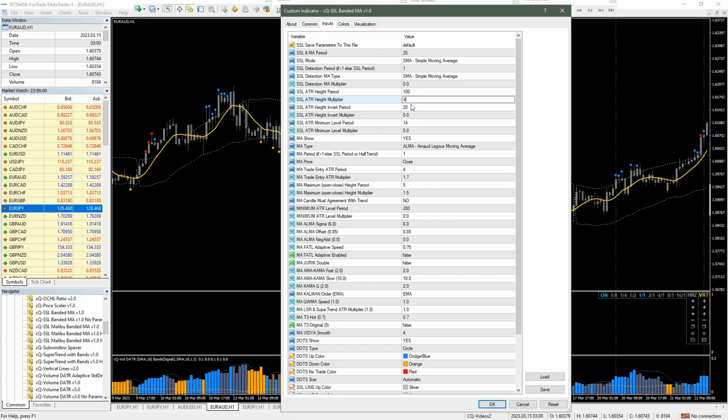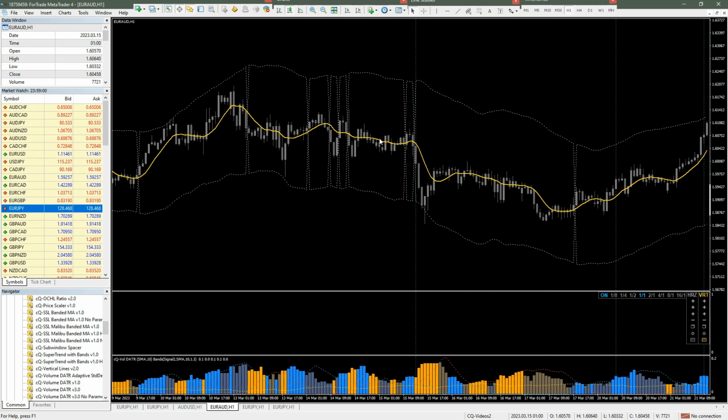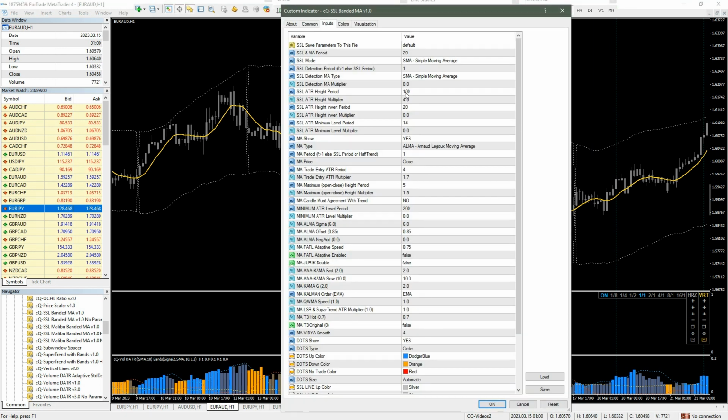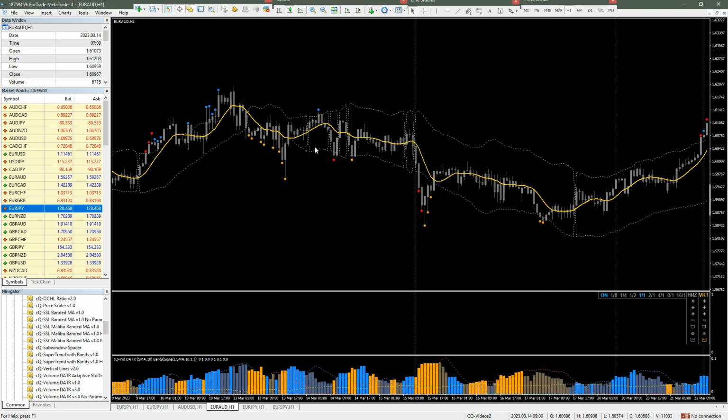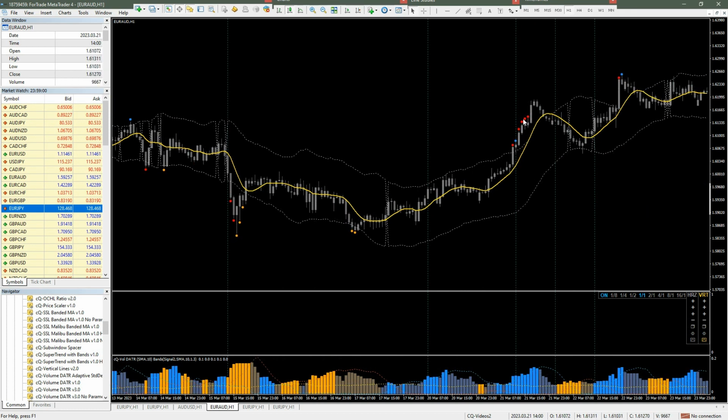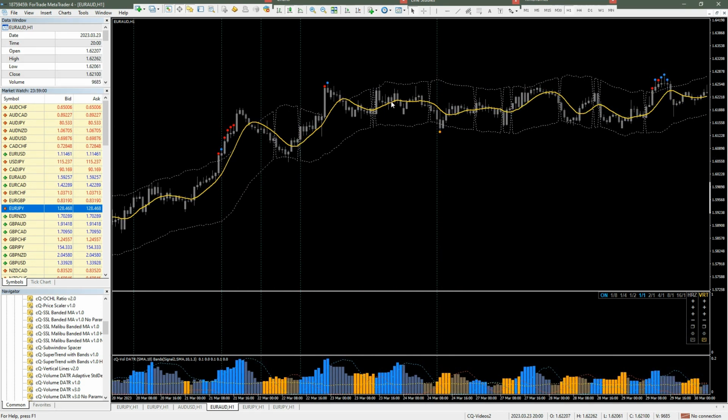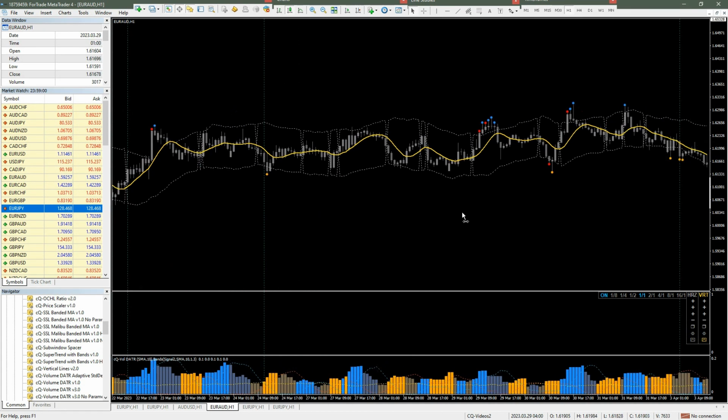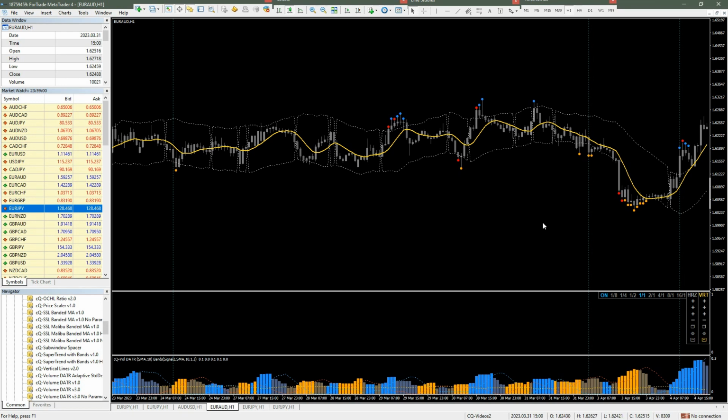You can also set it to, say, 4, and then you have this inverted period, which I'll put to 2.5. And it moves it closer. So, what I'm trying to get is these more impulsive moves and to get rid of this sideways action. That's the idea.